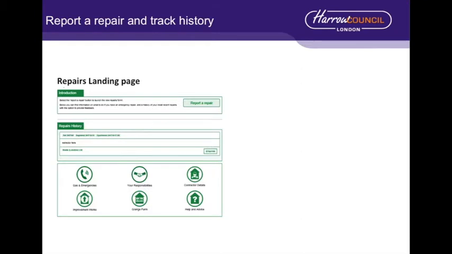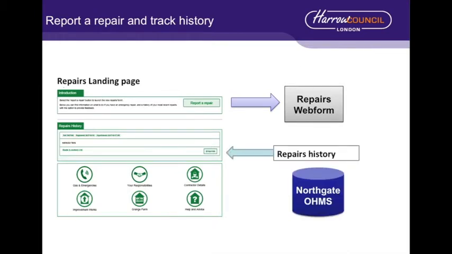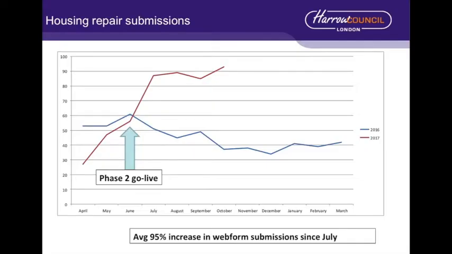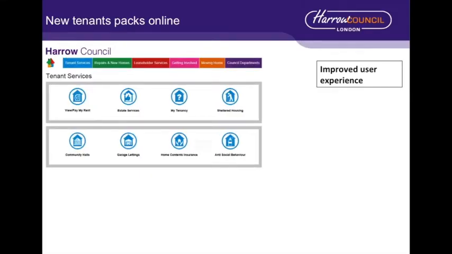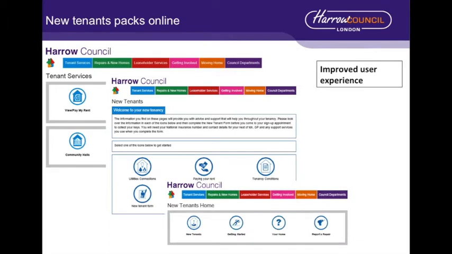We also provided an area for customers to report repairs. So customers could go to one place, they could report a repair. And the repairs history is also brought back to the customer, again from the back office system. Since it's gone live, the phase 2, we've seen a 95% increase in web form submissions. Our tenancy packs are all online now.